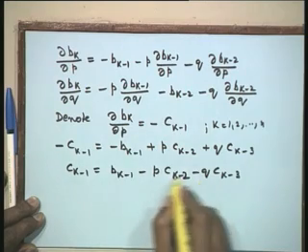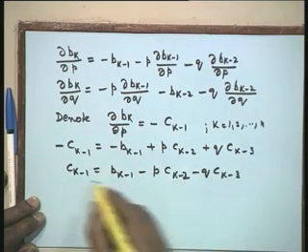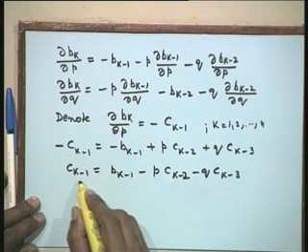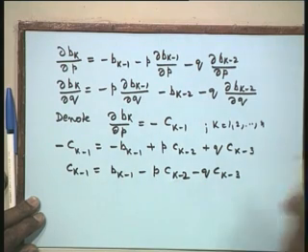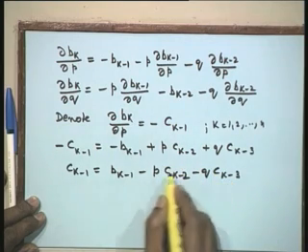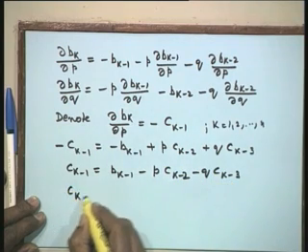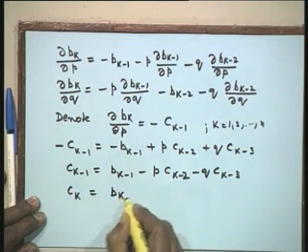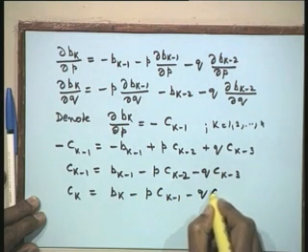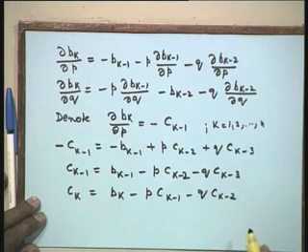Now, we shall suitably define these quantities that are occurring. In order to show that this is the same as the previous recurrence relation, let us replace k by k plus 1. Then this will read c k is b k minus p c k minus 1 minus q c k minus 2.